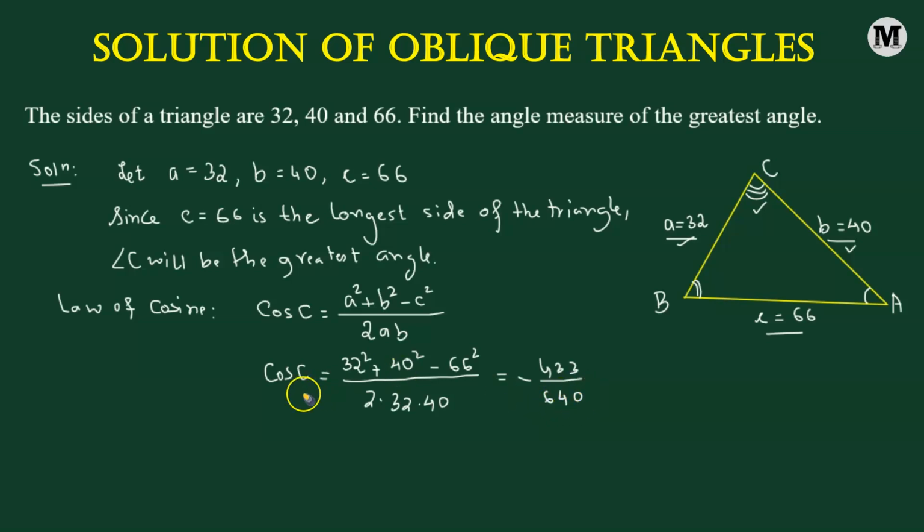So we have obtained cosine of C, that's negative 433 over 640, but we do not need cosine of C. What we need here is angle C. So we're going to take the inverse cosine on both sides. That means C must become equal to cosine inverse of negative 433 divided by 640. Fine. So when you plug this value into a calculator, we get 132.58 degrees. So therefore C, which is the greatest angle of the triangle, is going to have a measure of 132.58 degrees.